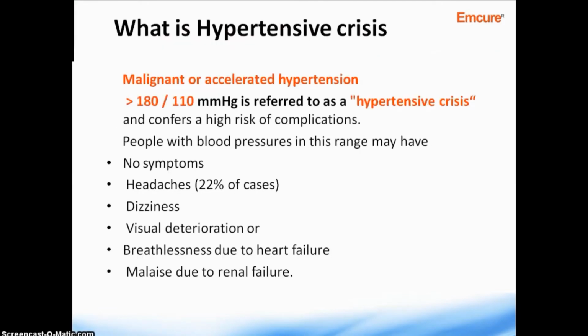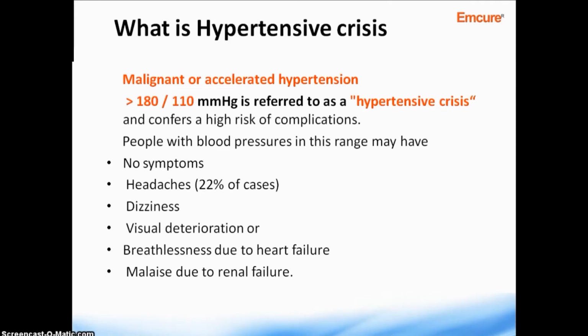So there is a term called hypertensive crisis. This is a malignant or accelerated hypertension. When a patient has blood pressure over 180/110 millimeters of mercury, it is referred to as hypertensive crisis. And hypertensive crisis confers a high risk of complications.